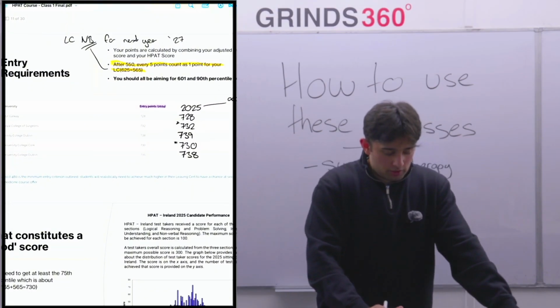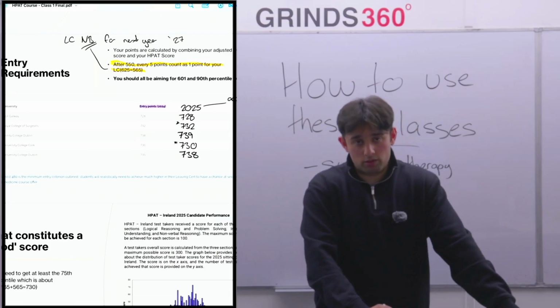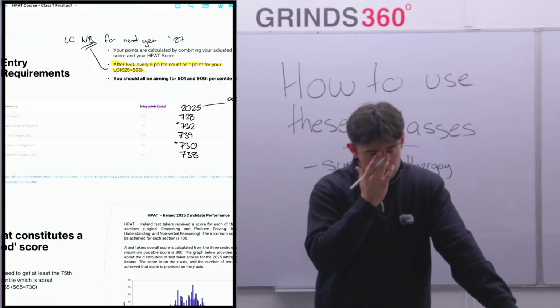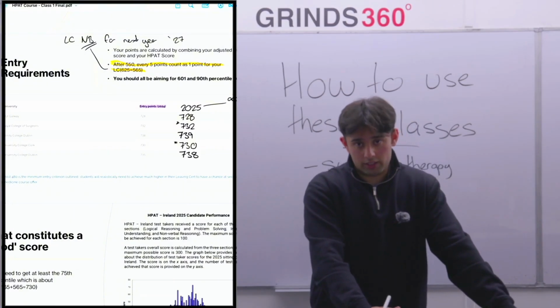It says here you have to get 480, like it's the minimum entry criteria. It is literally impossible to get 480 and get into medicine. So really, you definitely need to be getting over 550. That is the floor of an acceptable HPAT.